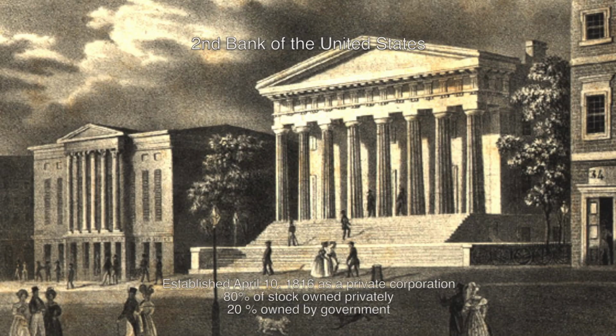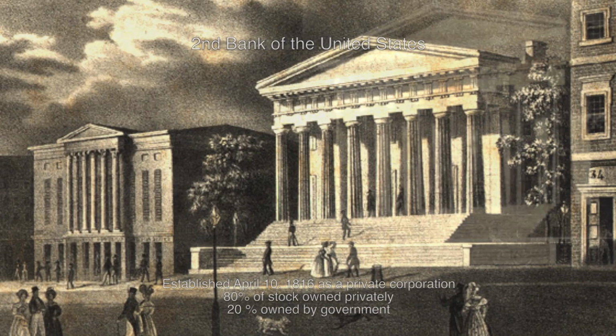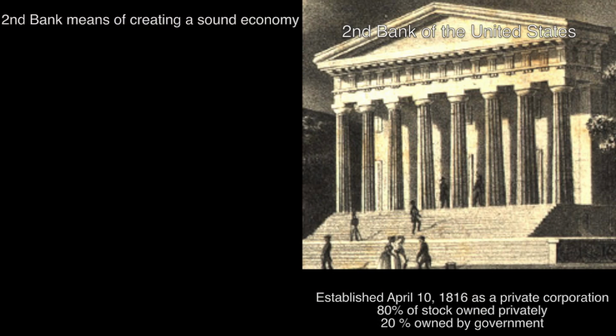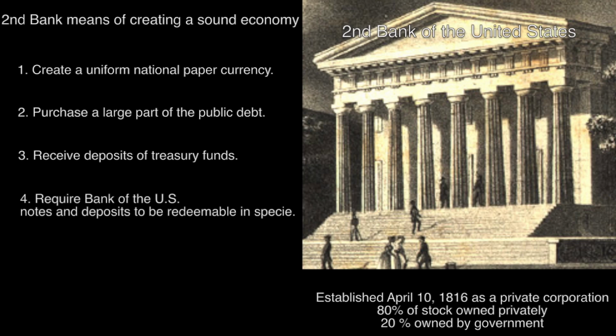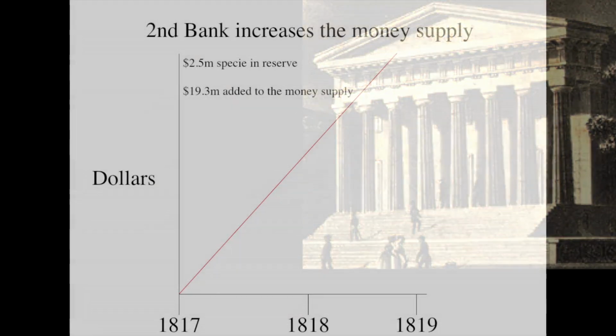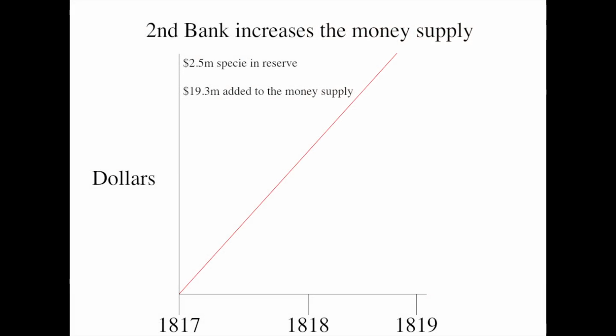It was established as a private corporation with 20% of its stock owned by the federal government. The bank's official mandate was to create a sound economy by the following means: create a uniform national paper currency, purchase a large part of the public debt, receive deposits of treasury funds, and require Bank of the United States notes and deposits to be redeemable in specie. On the surface, it may seem that the Second Bank of the United States was a pretty good idea.